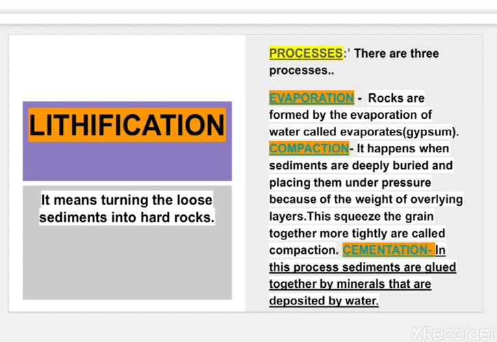The third process is cementation. In this process, sediments are glued together by minerals deposited by water. So the processes involved in lithification are evaporation, compaction and cementation.